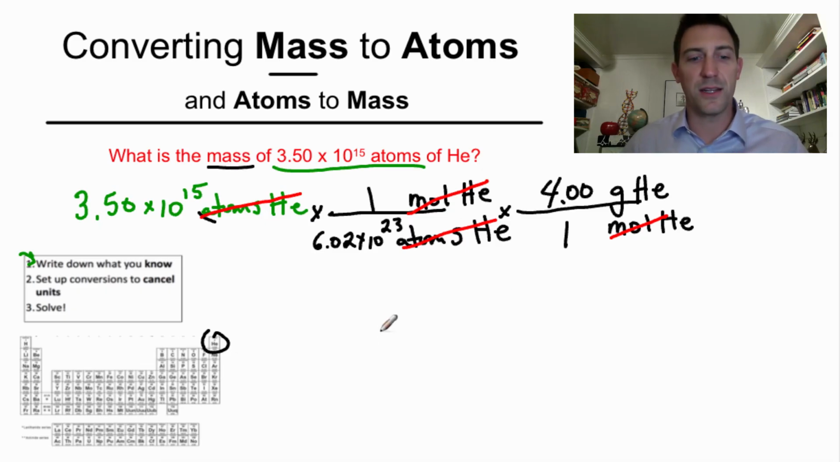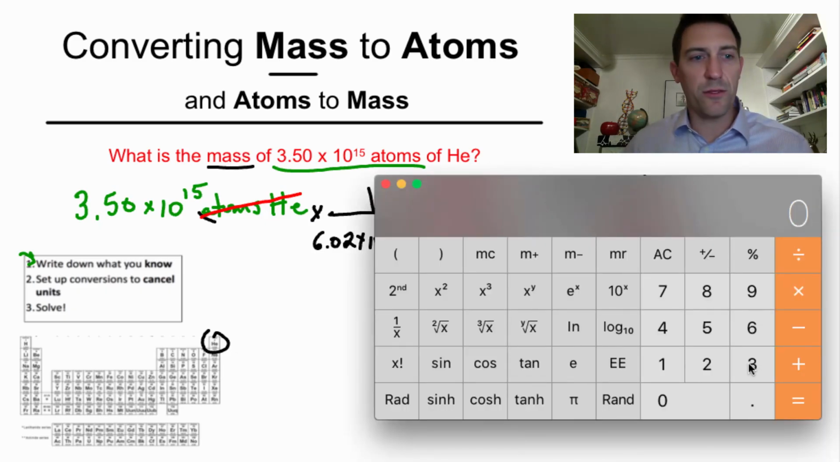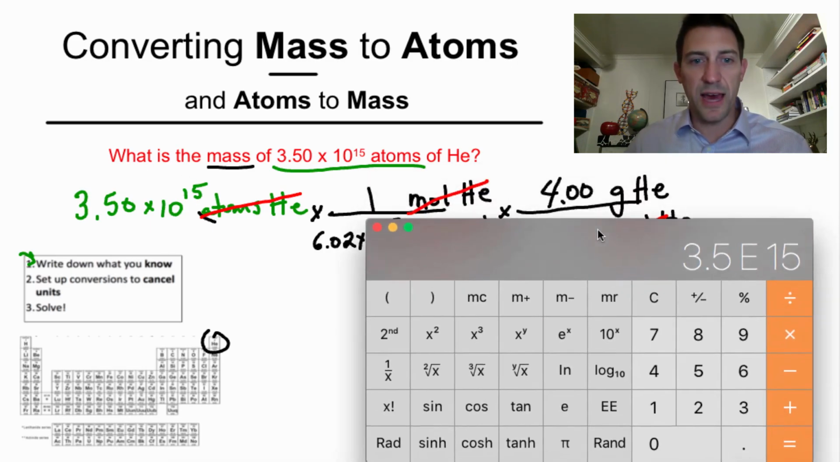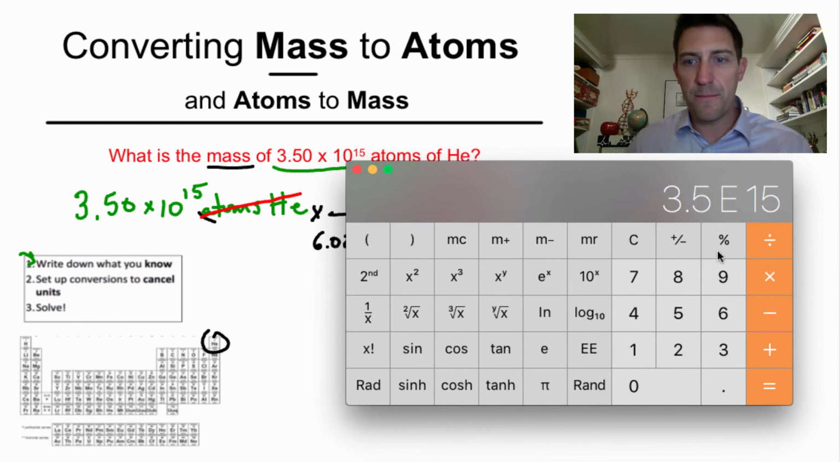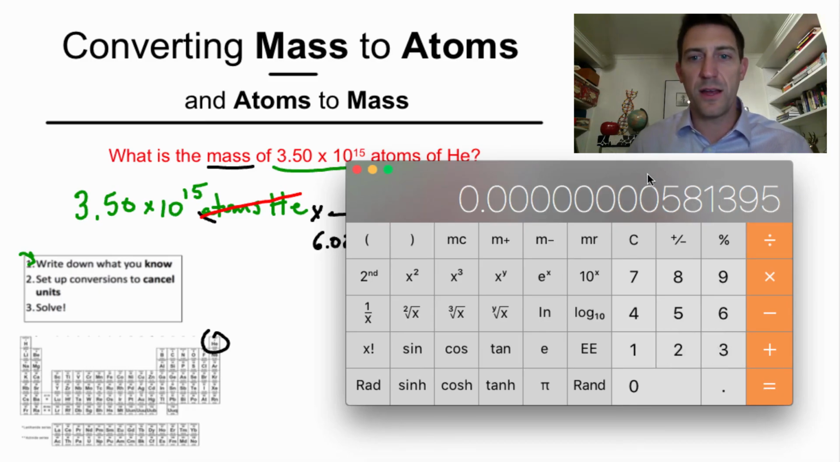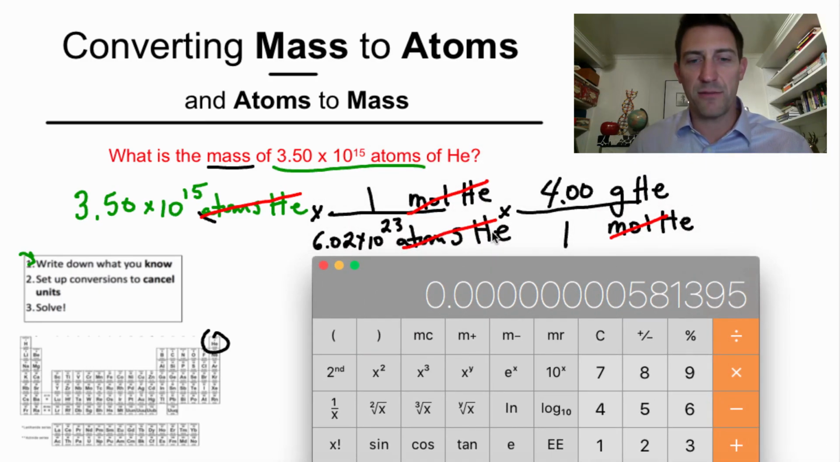All I have to do now is get out the calculator. We type this in, 3.50 times 10 to the, that's the EE button, 15. Then I need to take that times 1, which I'm going to skip, so I'm just going to go straight to divided by Avogadro's number, divided by 6.02 EE means times 10 to the 23rd. I hit enter, and here's what I get, but I still have some more work to do.